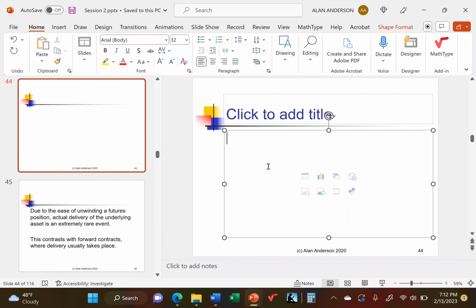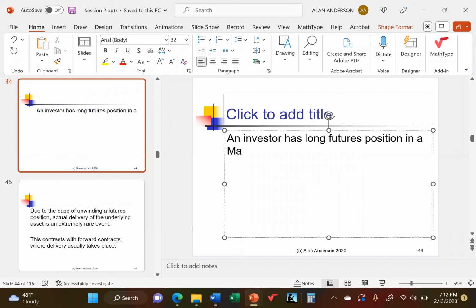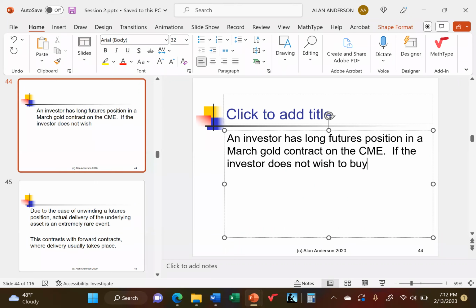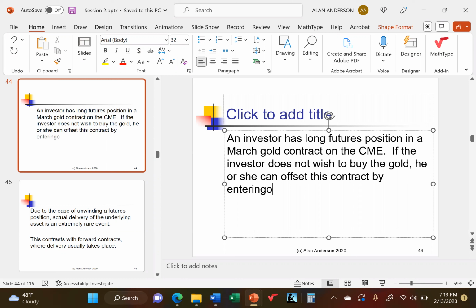So imagine an investor has a long futures position in, let's say, a March gold contract on the CME. Now, remember, long means that they're offering to buy gold through this contract. If the investor does not wish to actually buy the gold, he or she can offset this contract by entering into a short futures position in a March gold contract on the CME.